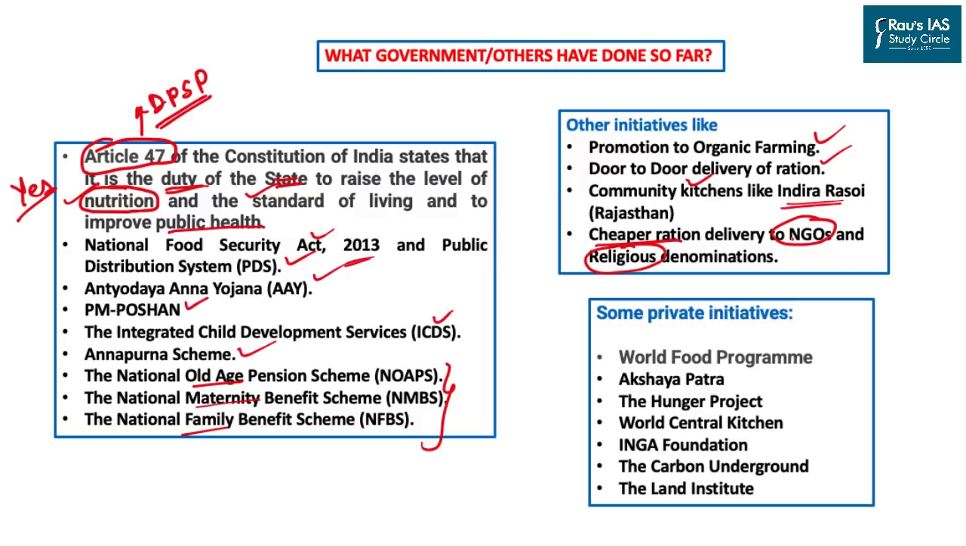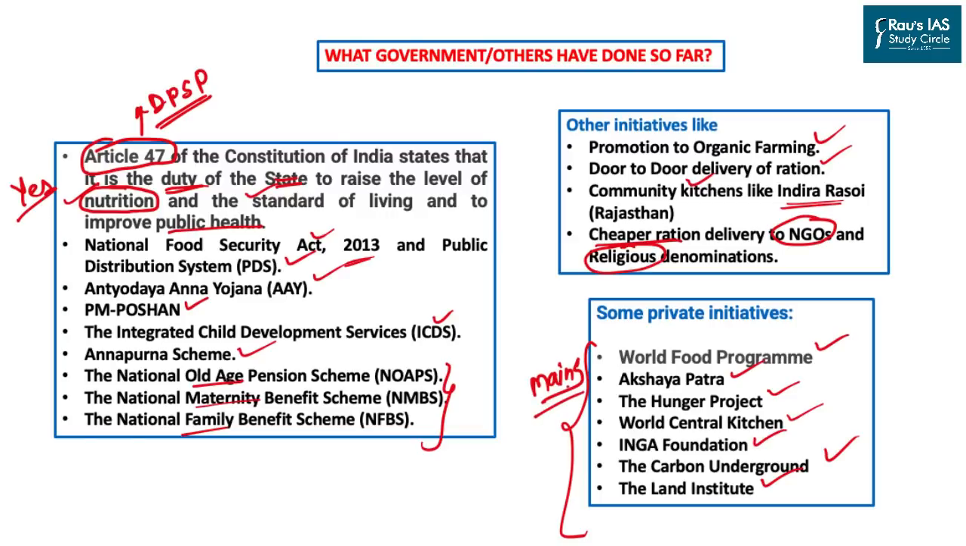Some of the other initiatives from private organisations and NGOs include programs run by the World Food Programme. We have Akshaya Patra as an NGO. We have the Hunger Project at the international level. We have World Central Kitchen, and other organisations such as the Land Institute. You can quote these examples in your mains answer writing just to add value to your answer.